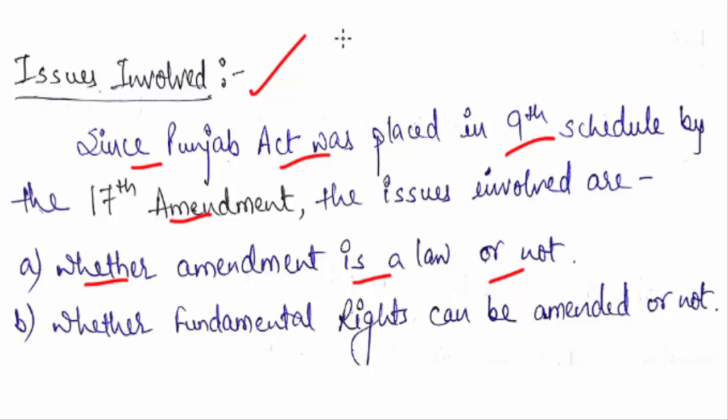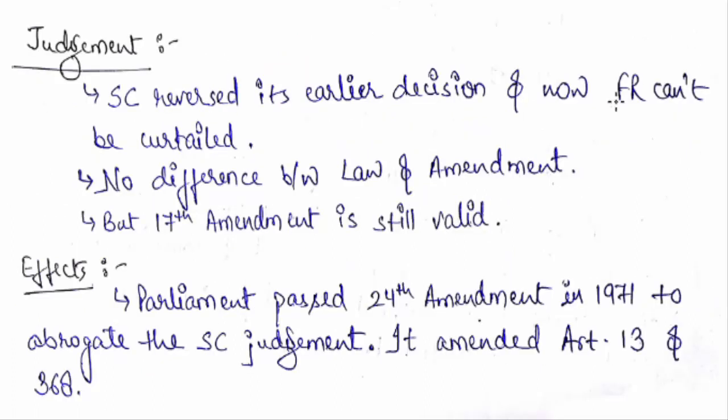They amended the constitution by the 17th Amendment. So whether the court will declare it null and void under Article 13 or not, whether it is the same thing or not. Then the next issue is whether fundamental rights can be amended or not, and this is an important issue involved in the Golaknath case. So these are the issues, and moving on to the next thing, what are the judgments?